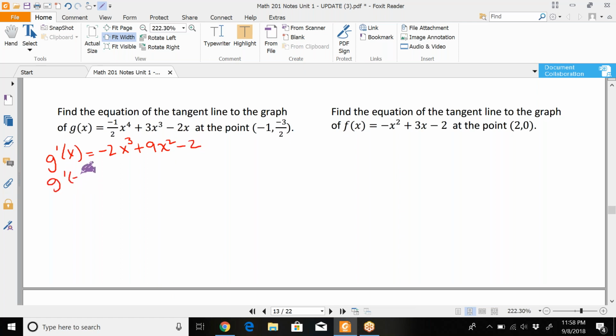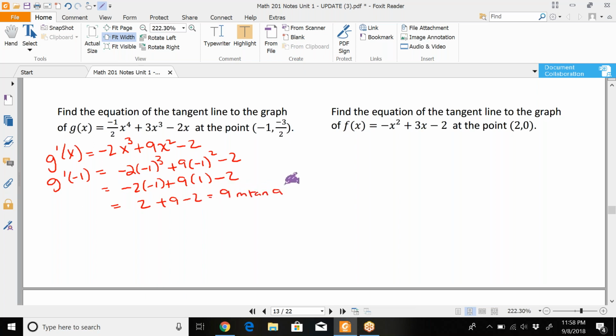I need to find g prime at negative 1. It's negative 2 times negative 1 cubed plus 9 times negative 1 squared minus 2. If you cube a negative, it stays negative. If you square a negative, it's going to go positive. So this is 2 plus 9 minus 2, or just 9. So remember, that's the slope of the tangent at x equals negative 1.